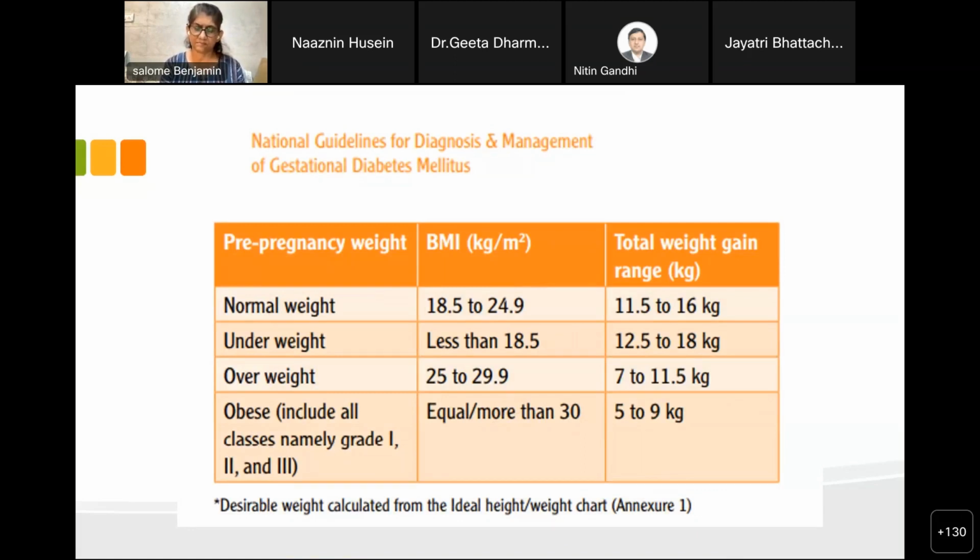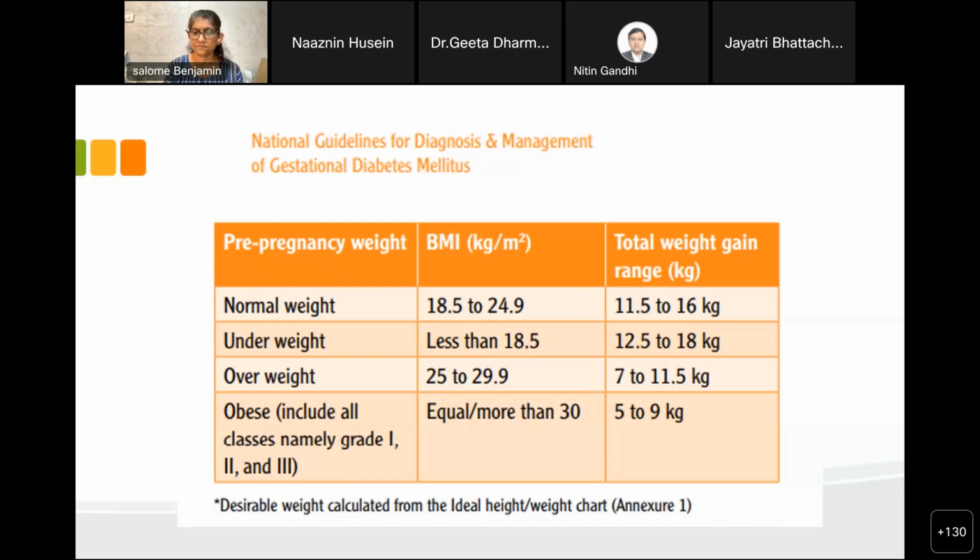It's important, because the management of GDM is all about weight in pregnancy, especially if you're predisposed to weight management. So these are the national guidelines of diagnosis and management, and they have taken 24.9 as normal weight. I've taken this from the 2019 national guidelines of diagnosis and management of GDM. This is from the Indian National Guideline, and if you see, they have taken the BMI cutoff as 24.9, and then they have given the weight range.